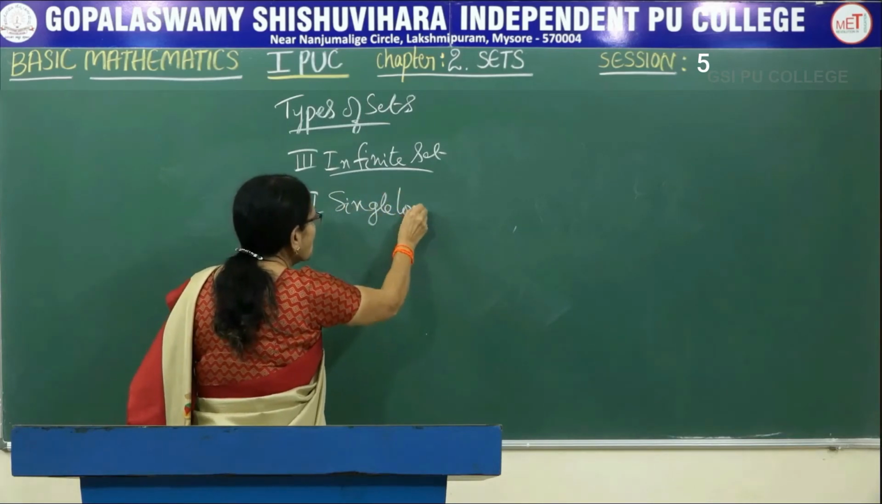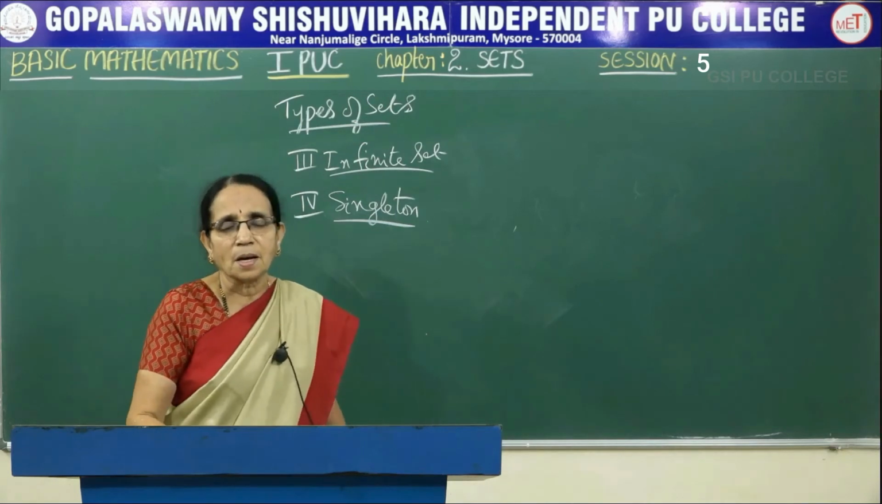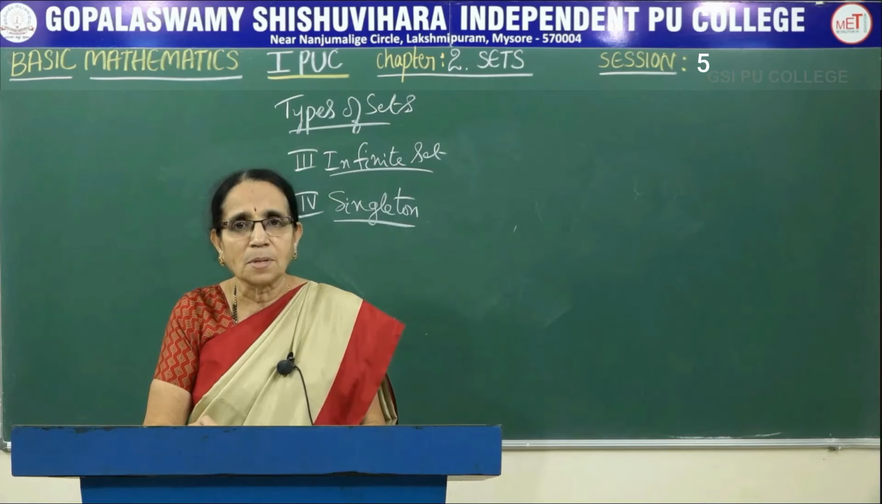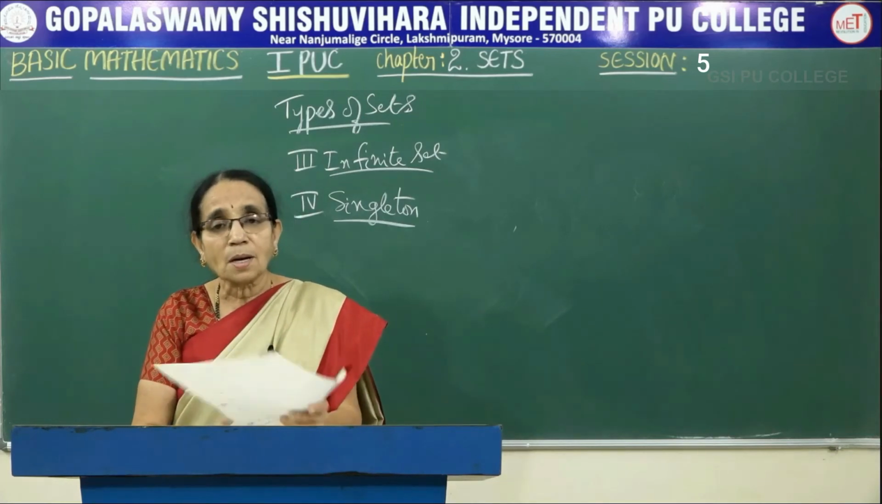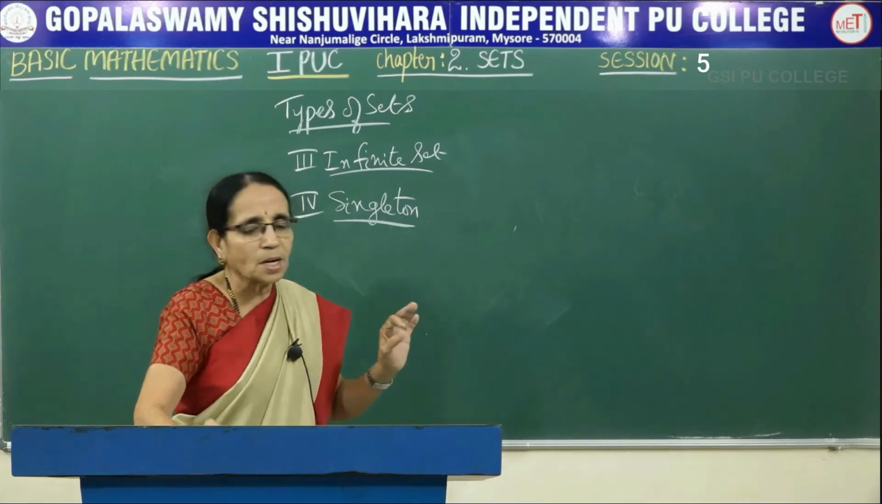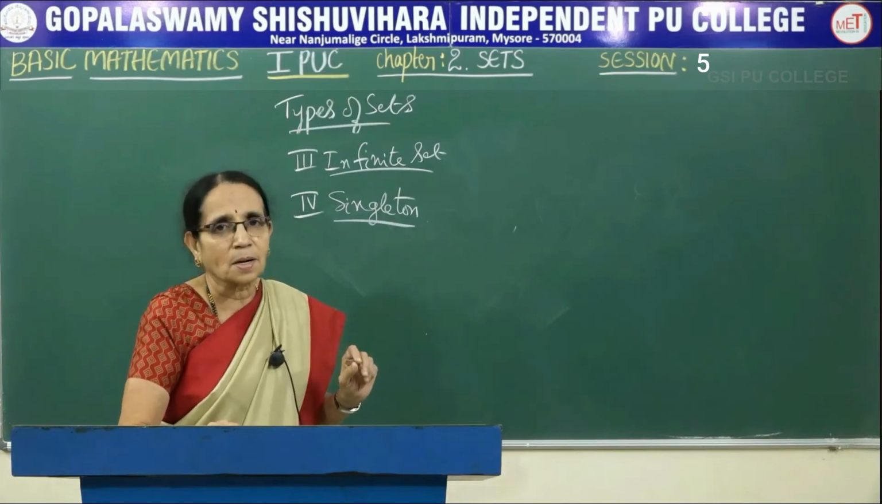It is called a singleton. A singleton means a set containing only one element. That means it should have only one element. Whatever the element may be, we are not considering a particular element here. So, a set which contains only one element is called a singleton.